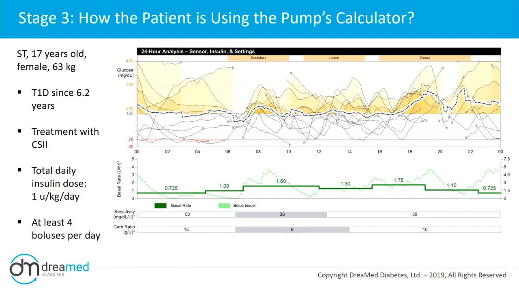And here is a nice example of things that we can learn from the pump bolus calculator. There are a lot of things that the pump bolus calculator information can teach us. So for example, we see this example of a 17-year-old female, 63 kilograms, with about 6 years of type 1 diabetes, using an insulin pump with about 1 unit per kilo per day of total insulin dose, and she gives about 4 average boluses per day, but still her glucose is high.